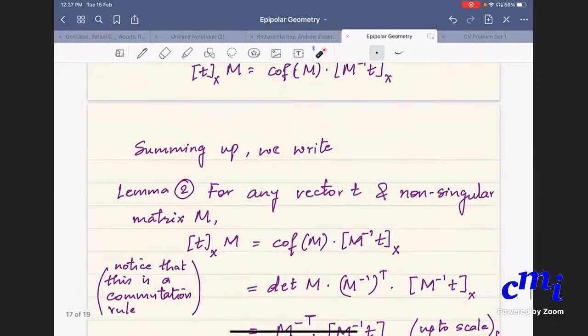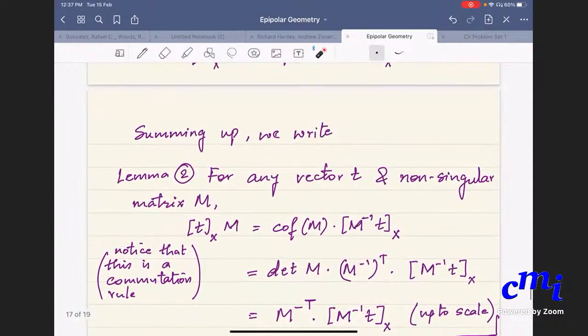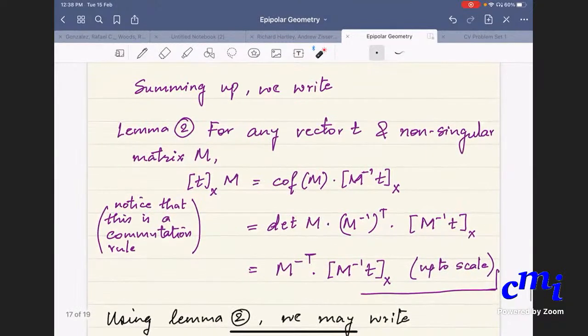What we want is a sort of commutation relation. So we know these quantities. Here I have written some vector T cross some matrix M, some non-singular matrix M. I want to see what happens if I want to change the order, or if I want this T to come to the other side, what changes should happen. So that is called a commutation relation. These don't commute blankly. Like it is not true that T cross M is M times T cross. But we want a way of putting this on the other side. And that is what this little lemma is about.